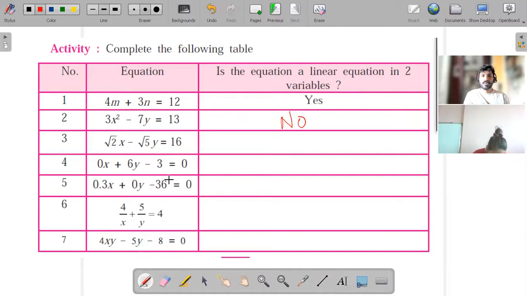Third one. Root 2x minus root 5y is equal to 16. Is this a linear equation? Yes, it is a linear equation. Be a little confident. It is. Okay, now look at the fourth one. The fourth one is 0x plus 6y minus 3 equal to 0. Is this a linear equation in two variables? Yeah, this is a linear equation. Well, right here, yes. What about the fifth one?